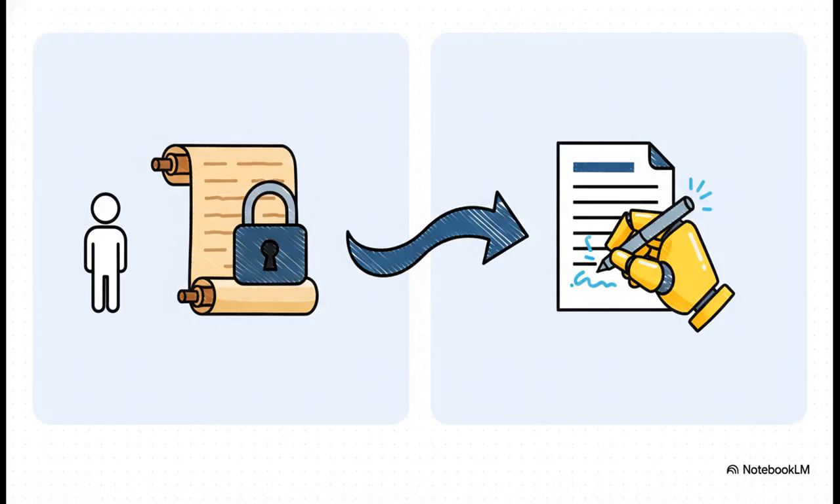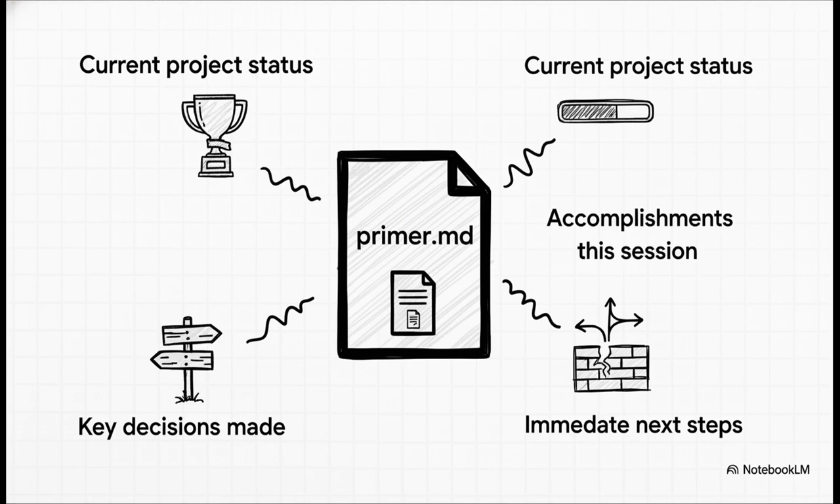And that's really the core difference right there. Claude.md is static. You write it once, it's the rulebook. Primer.md, on the other hand, is totally dynamic. Claude itself writes a new version of this file at the end of every single session to perfectly capture the current state of your project. And this primer.md file, it becomes this incredibly powerful handoff document.